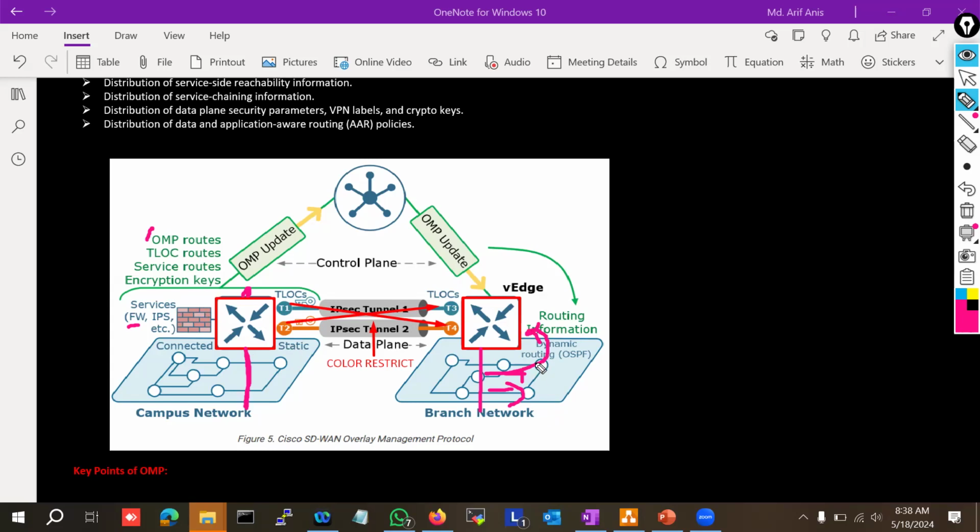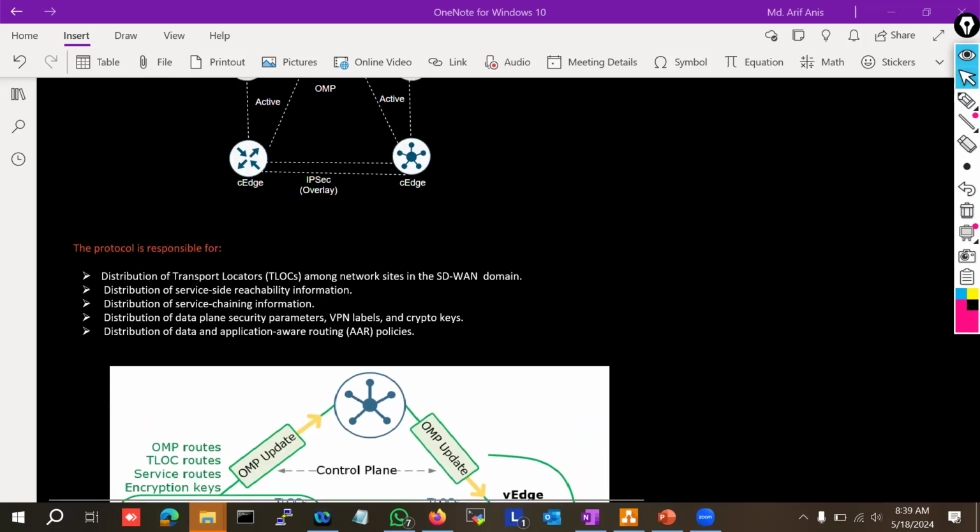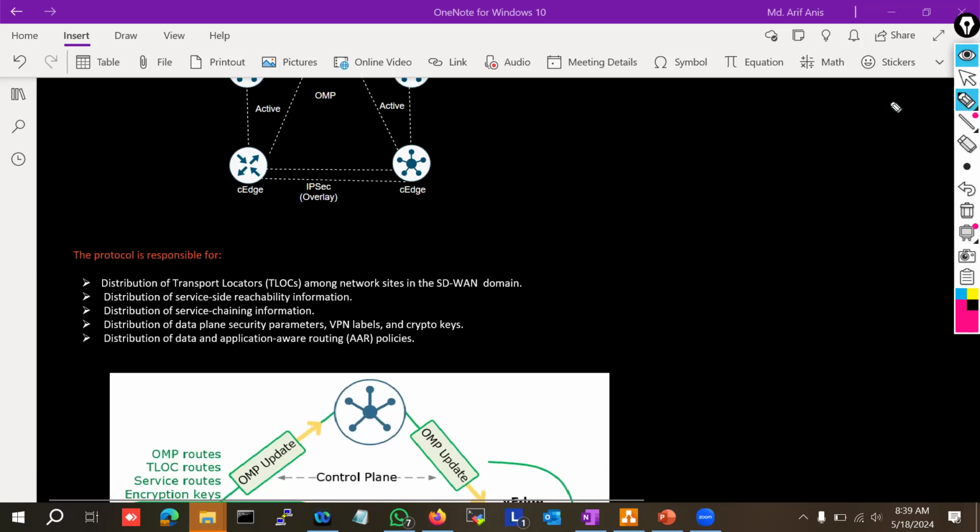So when these edge routers forward these routes to the controller, the controller will send them to the other edge router, like the BGP route reflector, right? It is using a route reflector like BGP. And whenever the devices have both pieces of information about their neighbors, they will form the data tunnel, or IPsec tunnel, right? So again, the responsibilities of this protocol. We already talked about the distribution of transport locations among network sites in the SD-WAN domain. If you have 10 sites, between the 10 sites you share all the information using the OMP protocol, right? And distribution of service side reachability information.